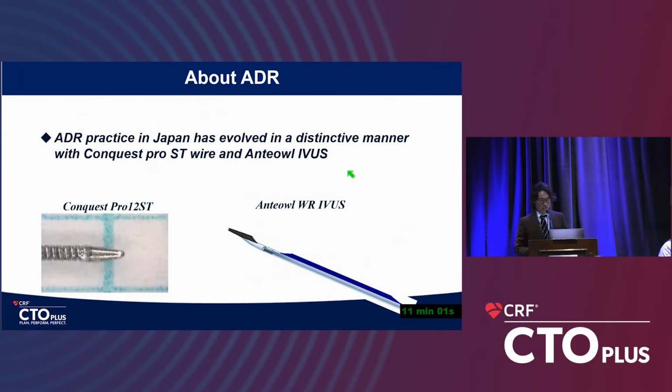So let's talk about the ADR. ADR practice in Japan has evolved in a distinctive manner with the Confianza Pro. This is a new guide wire, the same as the Conquest Pro 12, but the tip is like a Gaia. It is a sharpened tip, so it is very stiff and the penetration force is much better. And the antegrade IVUS is the Terumo IVUS, a Japanese company's product. The tip to the imaging core is only 8 millimeters, so it is very good for IVUS-guided wiring.